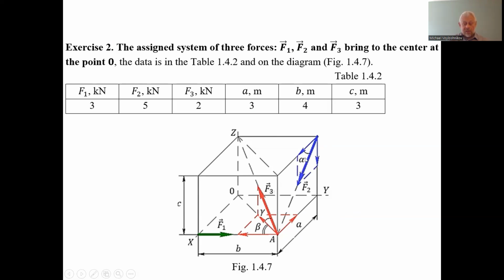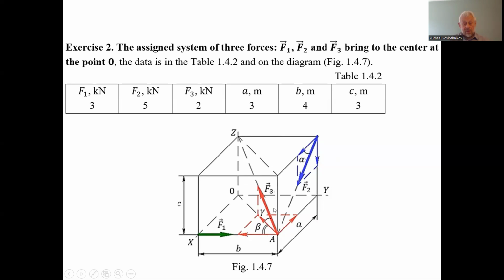Only F2 multiplied by cosine alpha rotates counterclockwise with the arm C, and F1 does not cause a moment. So we can find the projection of the main moment relative to the y-axis and relative to the z-axis, the applied axis of force 1. This rotates counterclockwise if you look towards it, and the F magnitude we multiply by arm A.